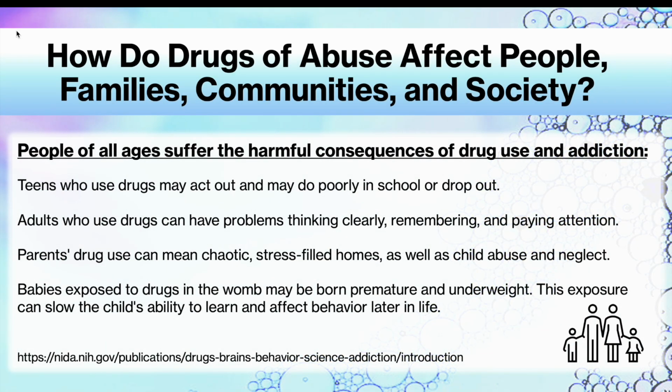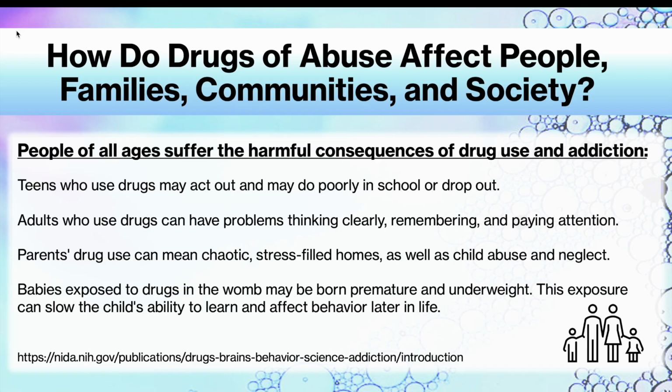How do drugs of abuse affect people, families, communities, and society? People of all ages suffer the harmful consequences of drug use and addiction. Teens who use drugs may act out and do poorly in school or drop out. Using drugs when the brain is still developing may cause lasting brain changes and put the user at increased risk of dependence. Adults who use drugs can have problems thinking clearly, remembering, and paying attention.